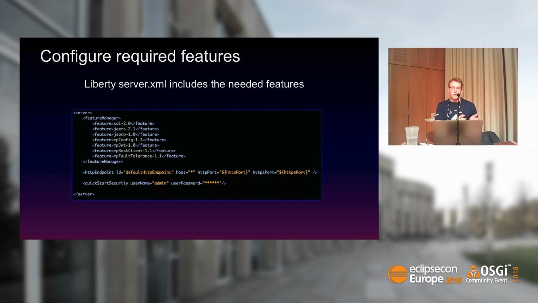right here I have a picture of my server XML, which is configuring primarily the features that my server is using. To highlight a few here, I have CDI 2.0, JAX-RS 2.1, JSON-B, and then MicroProfile Config, JWT, REST Client, and Fault Tolerance. And this is probably just maybe 10 to 15% of the features available in OpenLiberty, and 10 to 15% of the server footprint as well.